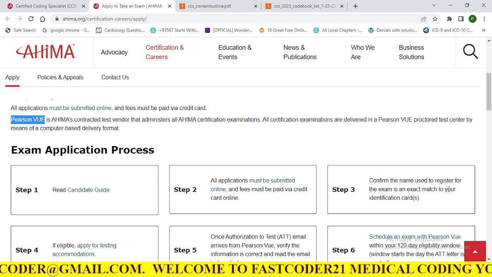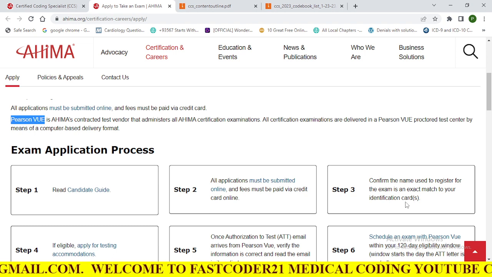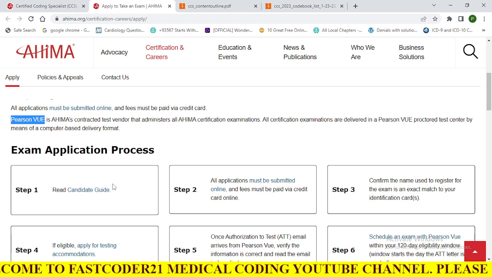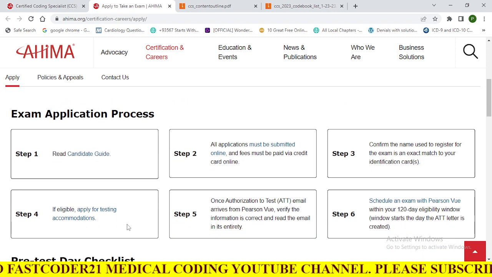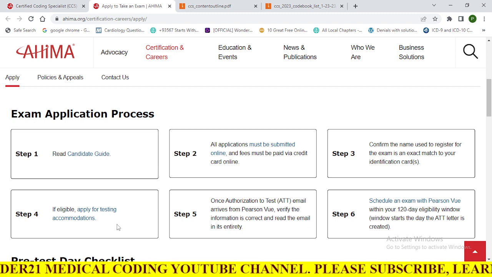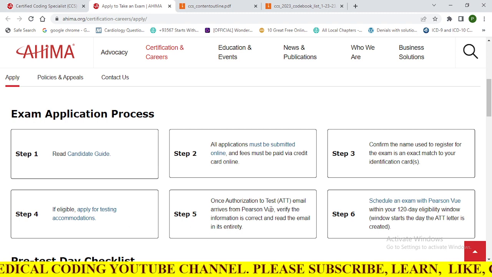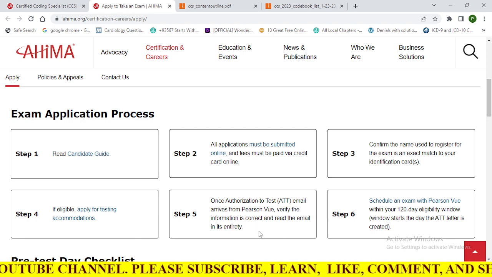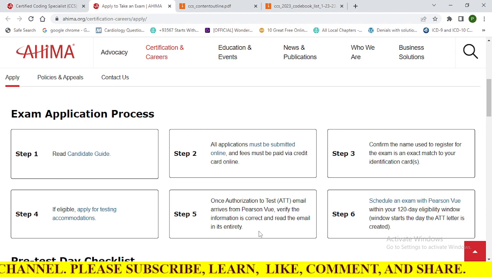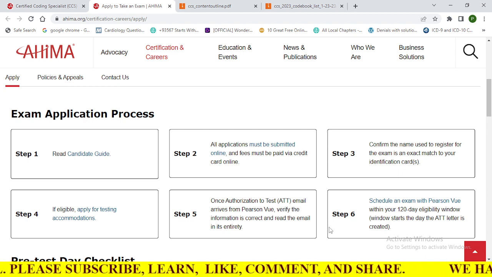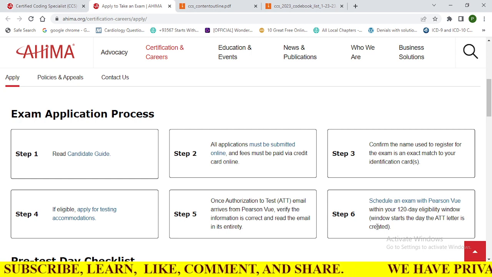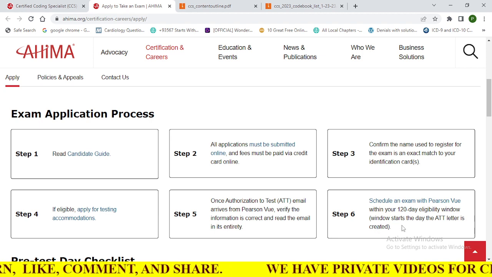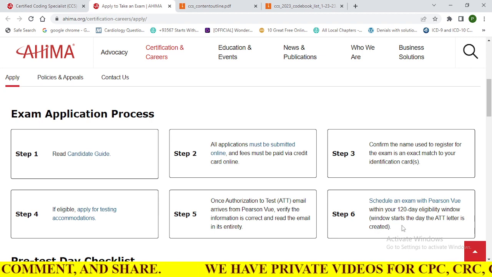Step 3, confirm the name used to register for the exam matches your identification card. So you need to use your Aadhaar card or any type of identification card based on the candidate guide. Step 4, if eligible, apply for testing accommodations. Step 5, on authorization to test, an email arrives from Pearson VUE. Verify the information is correct and read the email in its entirety. So you will get the email from Pearson VUE and you need to check that. Step 6, using that Pearson VUE mail, you need to schedule the exam. You have a 120-day eligibility window from the application process.